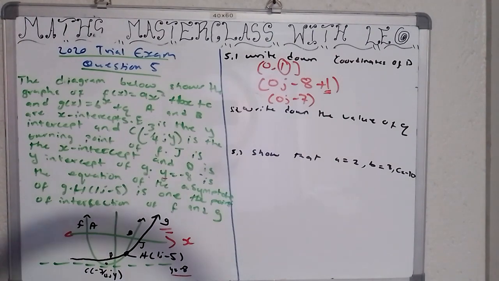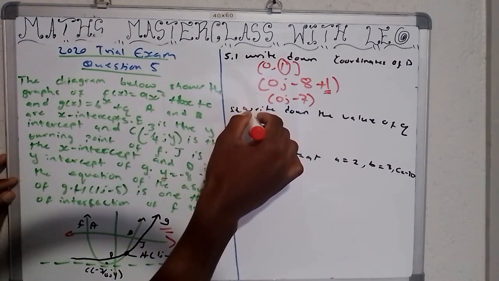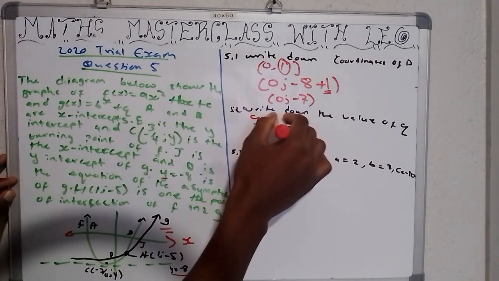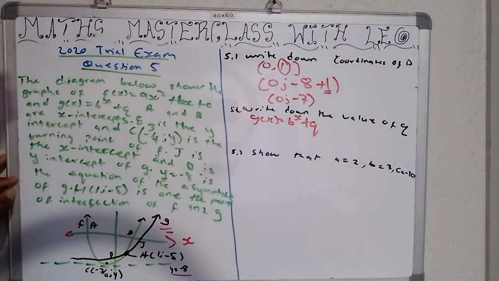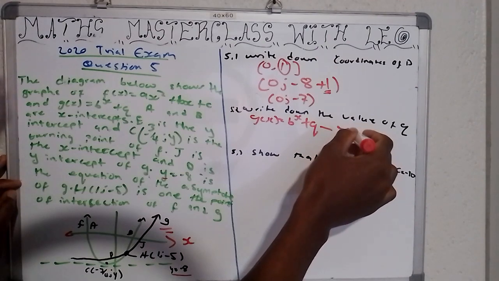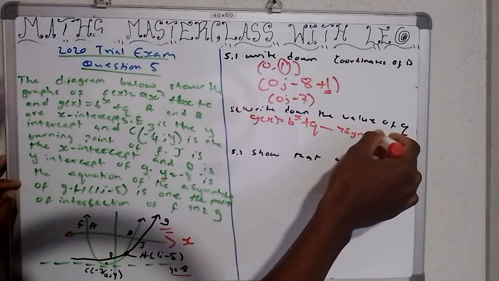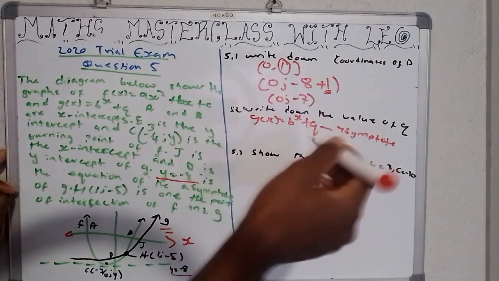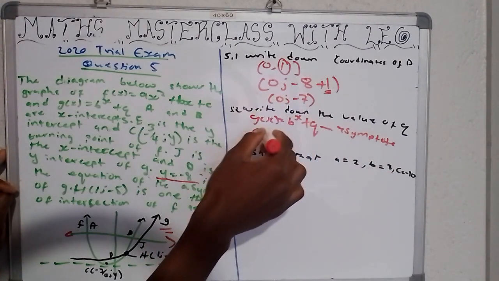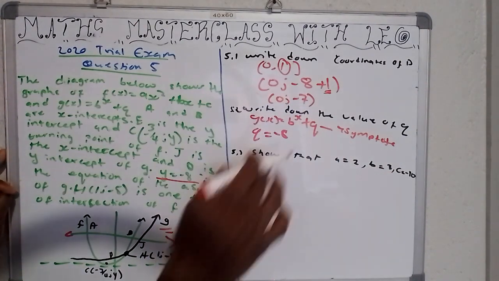Then write down the value of q. Write down the value of q. If you check your equation, you have g of x equals b to the power x plus q. What is this q? This represents my asymptote, right? And I'm given my asymptote. They told me the equation of the asymptote is y equals negative 8. So it means my value of q is equal to negative 8.